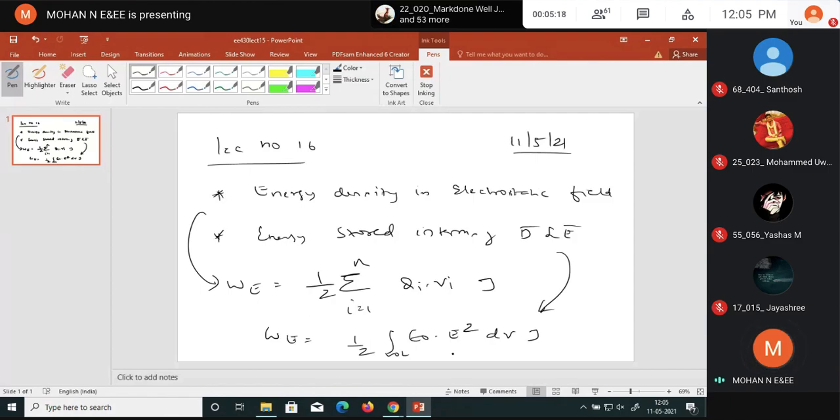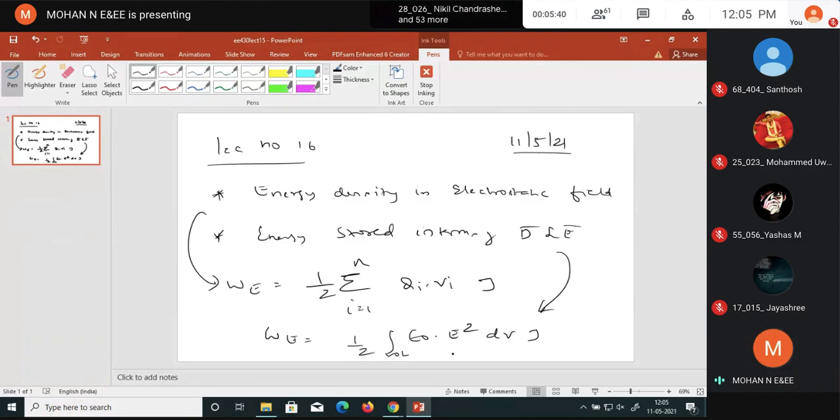Okay, so now we shall discuss the electric dipole, a very important concept. But before that, we shall solve one more problem on the energy density.